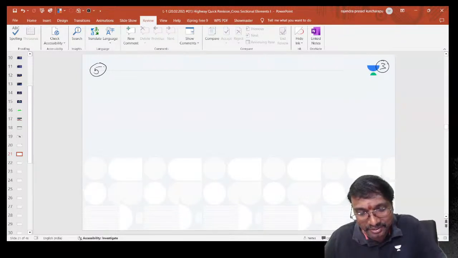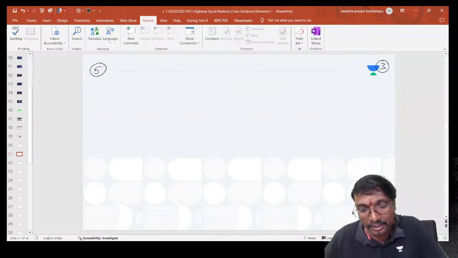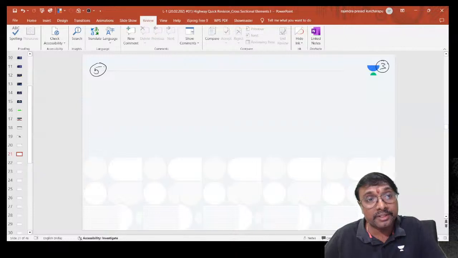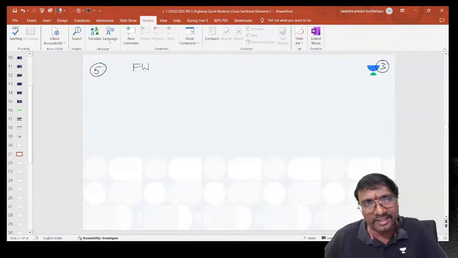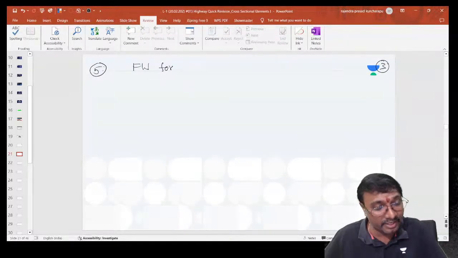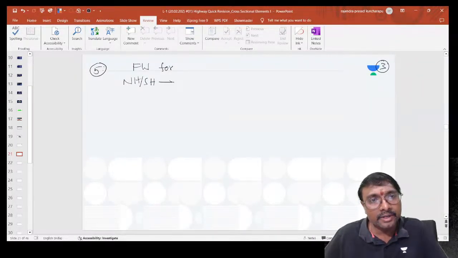If you observe these formation width values, you have to remember them for national highway and state highway, definitely. For other roads, even if you remember or not, it does not matter, but for national highway and state highway you have to remember the formation width. In case of single lane, and in case of double lane.